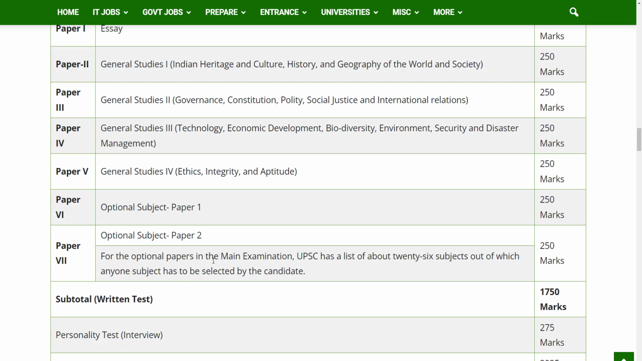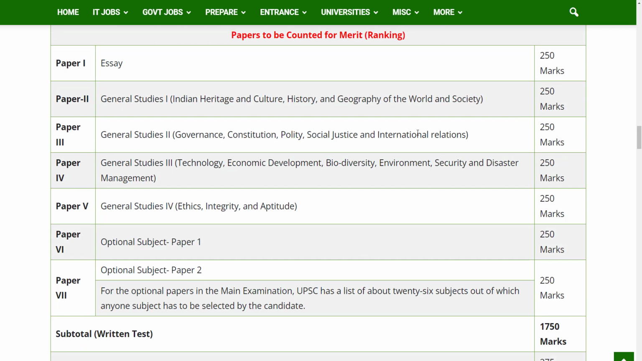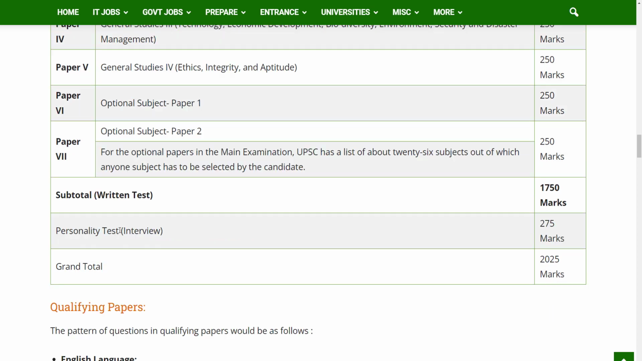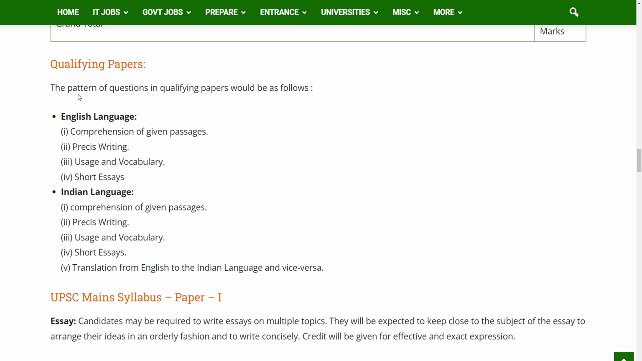For the optional papers in the main examination, UPSC has a list of about 26 subjects out of which any one subject has to be selected by the candidates. Each paper consists of 250 marks. Mains examination will be for 1750 marks. Personality test or interview consists of 275 marks. Grand total 2025 marks.